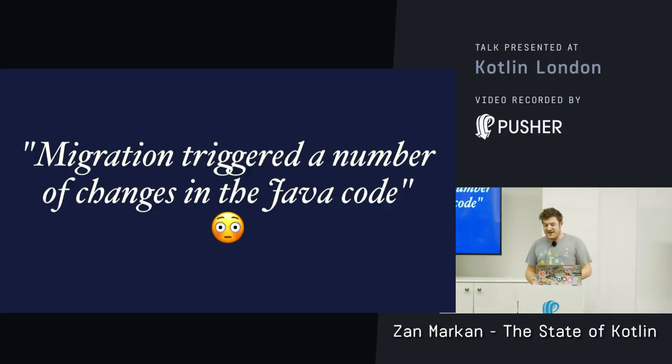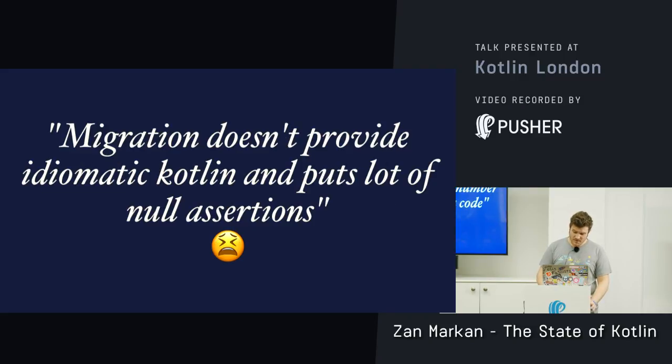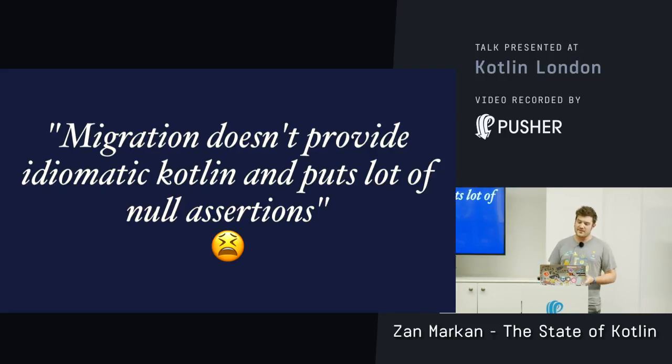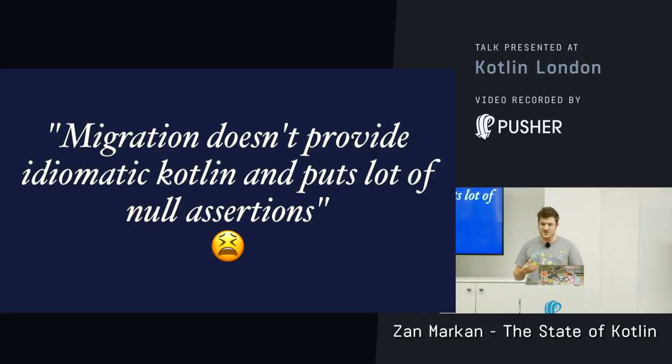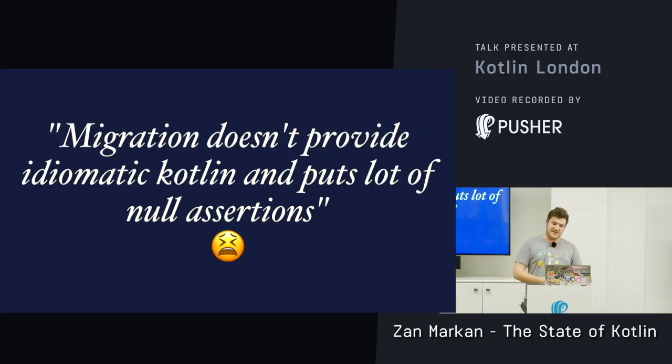On a more technical side, migration triggered a number of changes in the Java code, especially when you have a bunch of statics and it kind of breaks your API. This is what can happen. It's also that the wizard migration does not provide idiomatic Kotlin, and it puts in a lot of null assertions, which can be considered code smells, which means that you might want to rethink this and do some conversion manually as opposed to using the wizard. So that was usage of Kotlin.